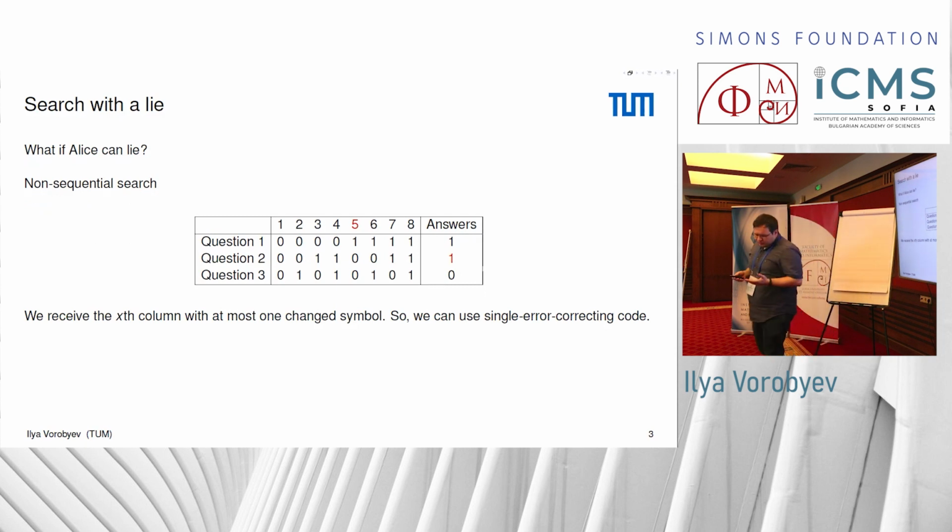But to find a number in such a setting, we can use a single error correcting code. If we write our code words as columns, then even if 1 symbol is changed, we can of course find what the original message was for the column and find the chosen number. So it means that this problem of non-sequential search with 1 lie is equivalent to constructing a single error correcting code. And if the number of lies is t, then we need a t error correcting code. Okay, this was about non-sequential search.